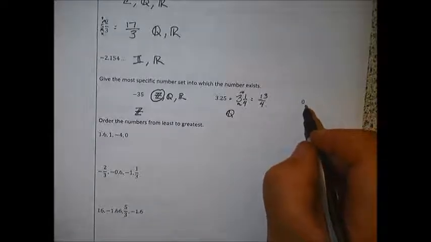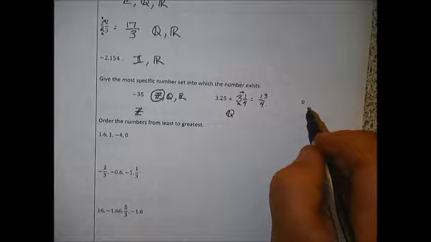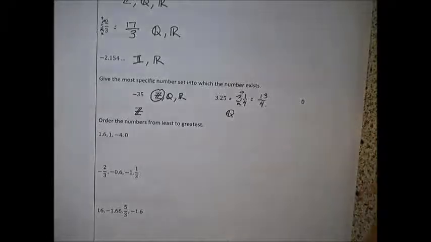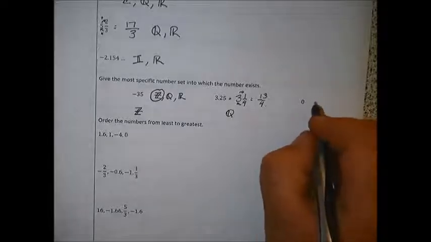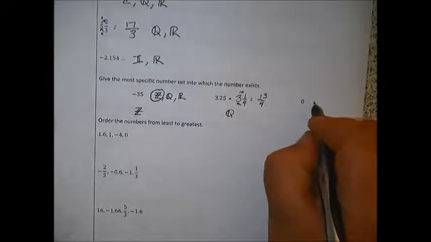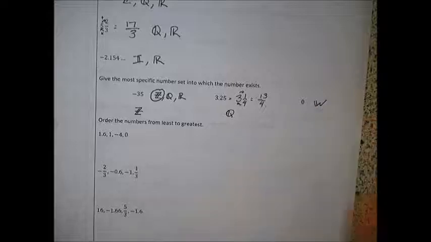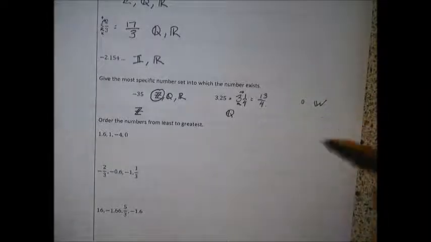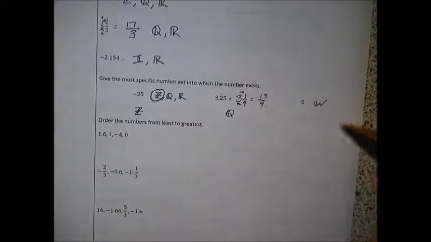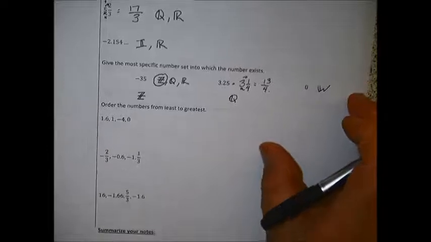All right, the last one here, 0. I want you to go ahead and pause the video and think about what the most specific set that one fits into would be. Pause it. Do it. All right, welcome back. Hopefully you realized that the first time we introduced 0 was in the whole numbers. Okay, so that is a whole number. Since it's a whole number, it's an integer, rational, and real number. But all I'm worried about is the most specific one, whole numbers.